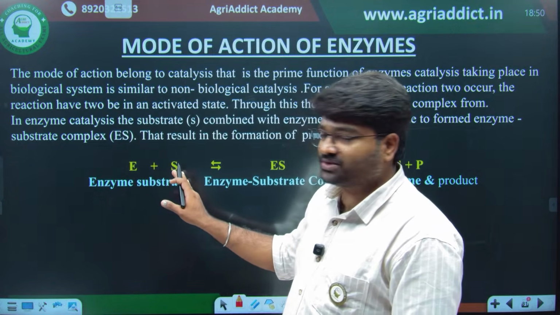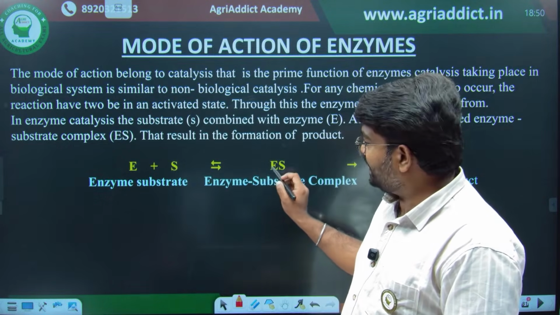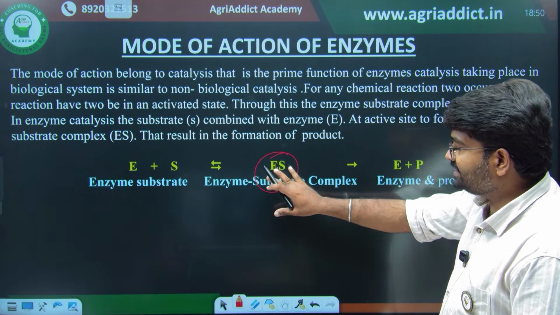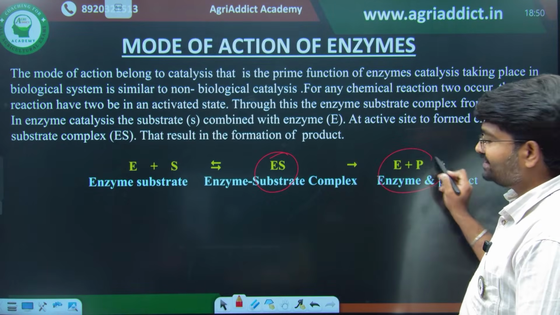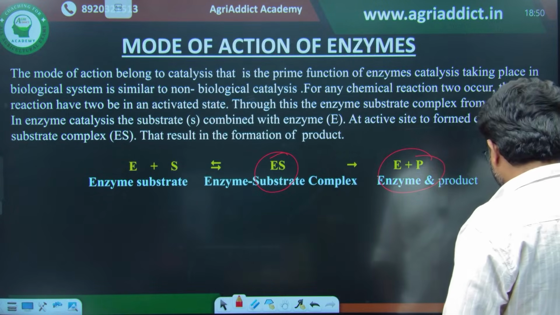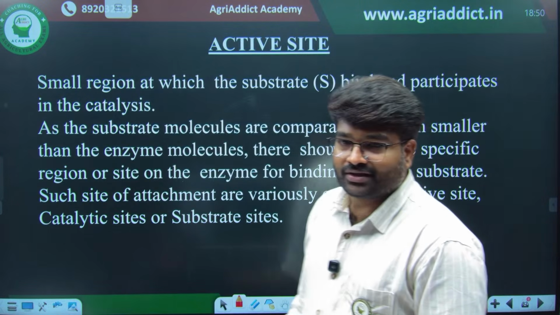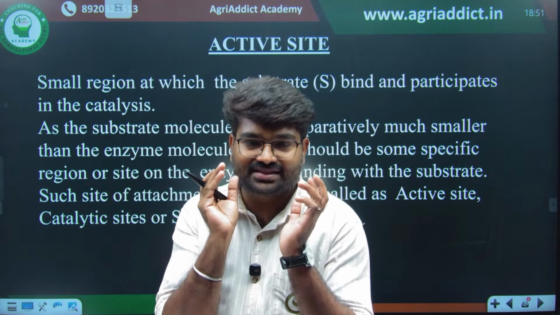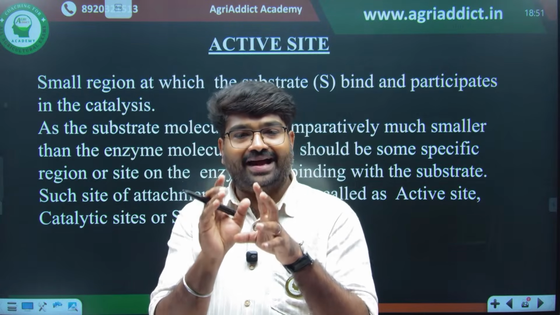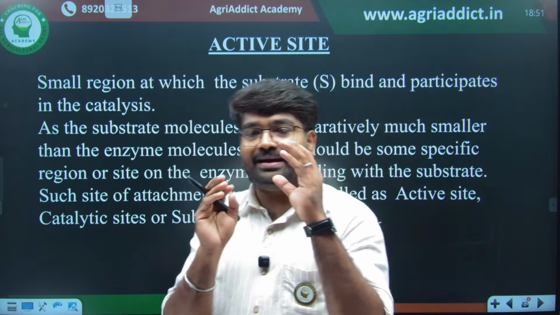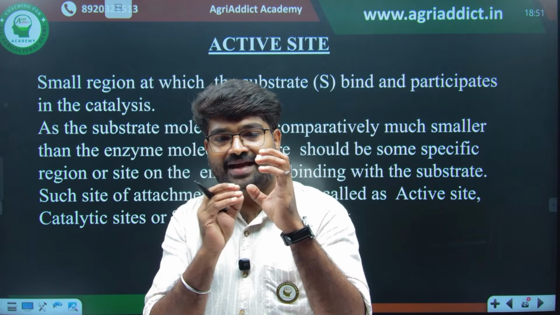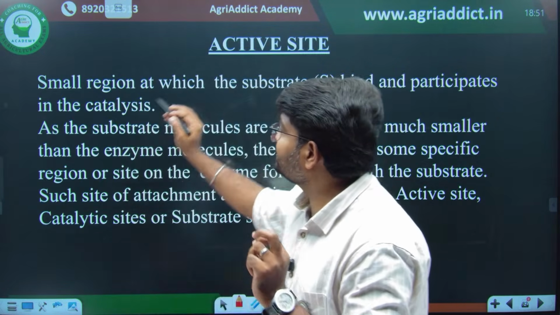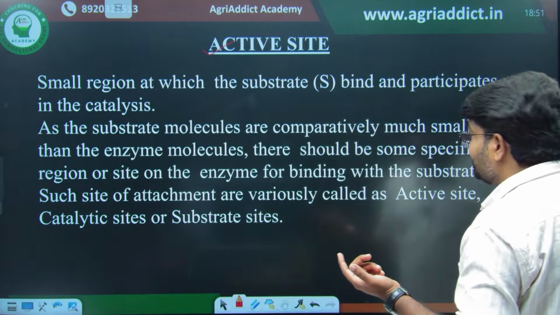Enzyme will bind with substrate, which will lead to the formation of the enzyme substrate complex. This enzyme substrate complex will cleave to form free enzyme and its product. This is just for your understanding. If an enzyme is there, there should be one active site where the catalysis will happen. The active site is a small cleft-like structure present in an enzyme where the substrate will bind and catalysis will proceed. That is known as the active site.